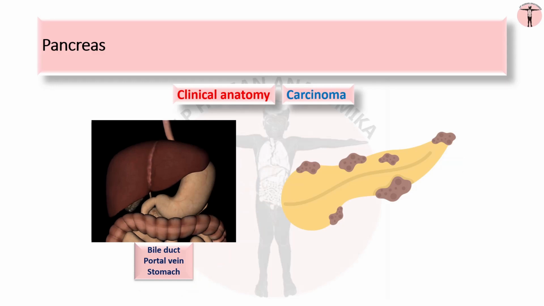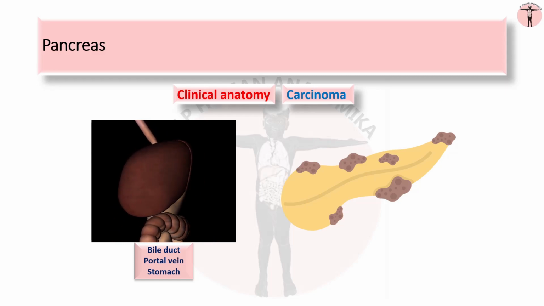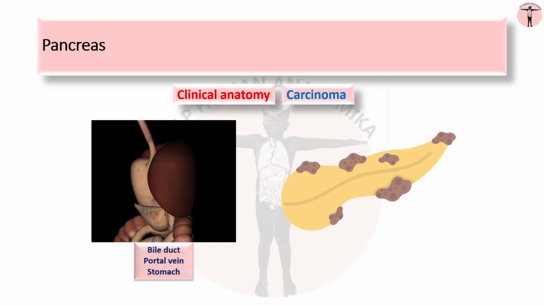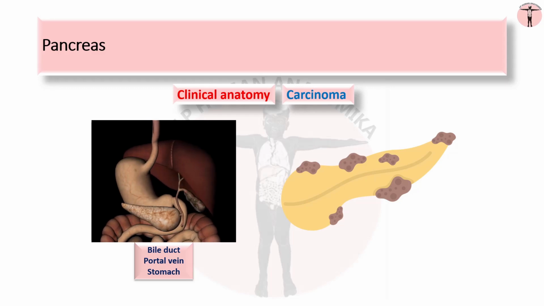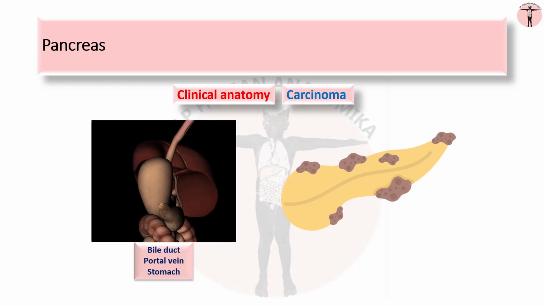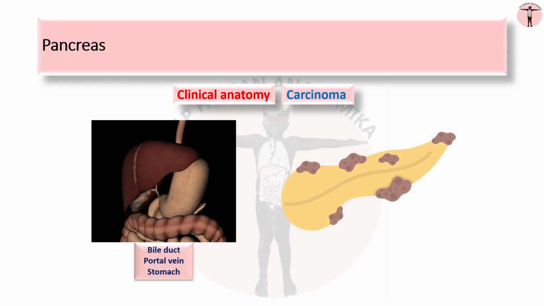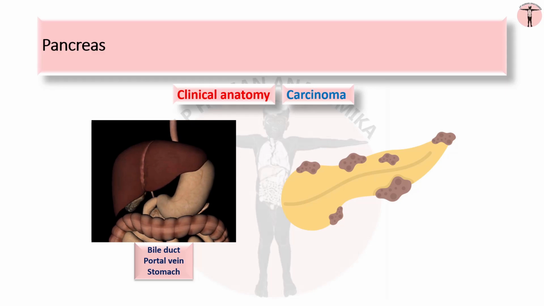Coming to the last part, that is the clinical anatomy of pancreas. The carcinoma of the head of pancreas is common. It compresses the bile duct, leading to persistent obstructive jaundice. It may press the portal vein or may involve the stomach due to their close vicinity to the head of pancreas, which can be observed in the video.